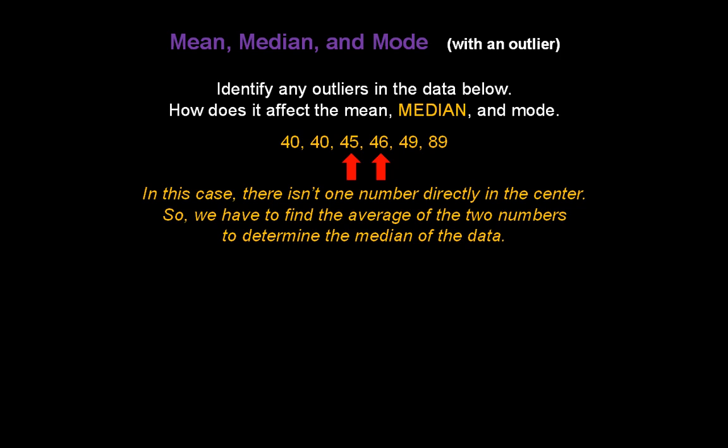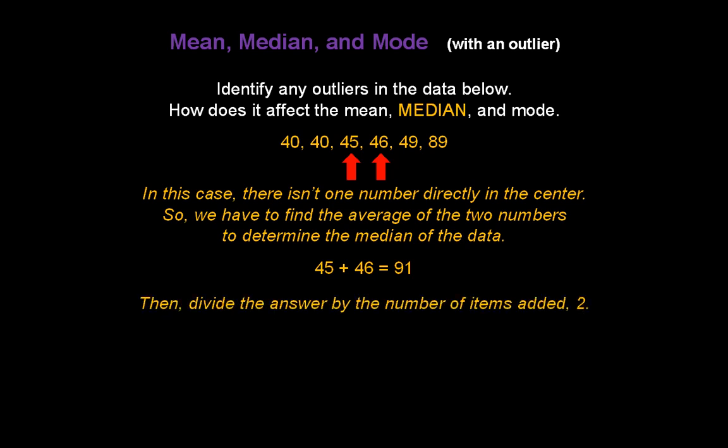How do we find an average? We add up the 2 numbers that we're curious about, the 45 and the 46. That gives us 91. And the last step is to divide by the number of items we added together. In this case, we just added two numbers together. So we're going to take 91, divide it by 2. That gives us 45.5. So the median with the outlier is 45.5.